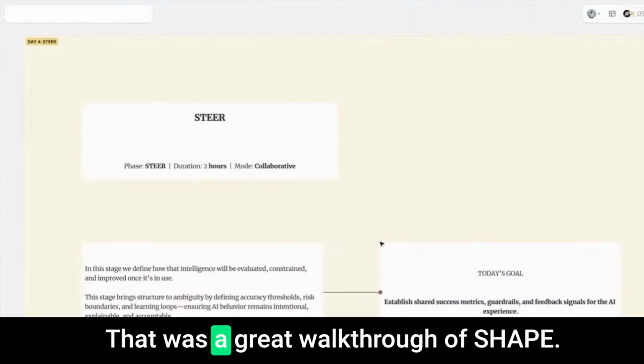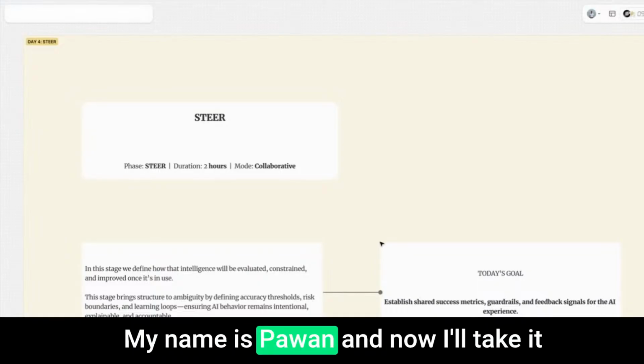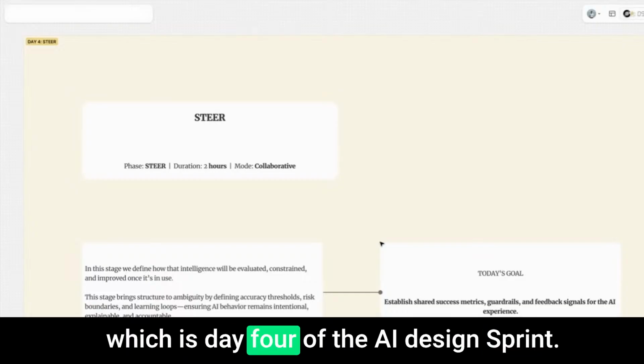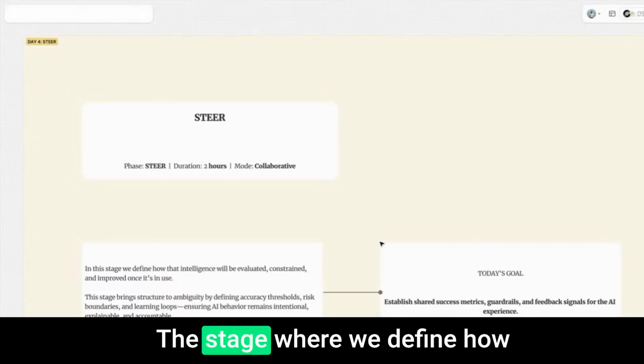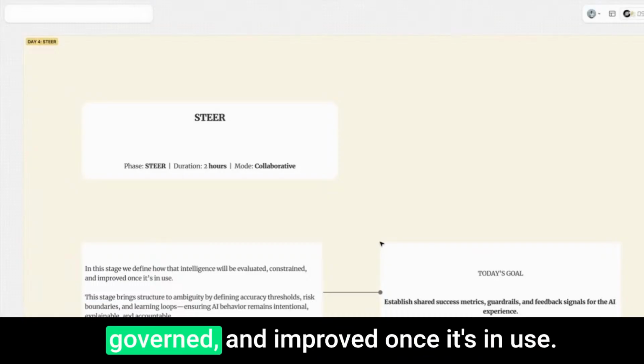Thanks, Em. That was a great walkthrough of Shape. Hi everyone, my name is Pavan, and now I'll take it from here and walk us through Steer, which is day 4 of the AI design sprint, the stage where we define how the AI experience will be evaluated, governed, and improved once it's in use.